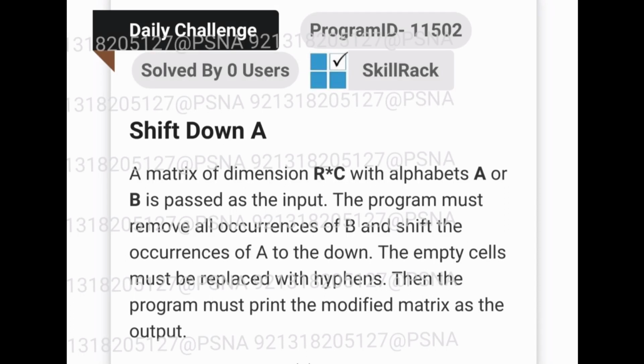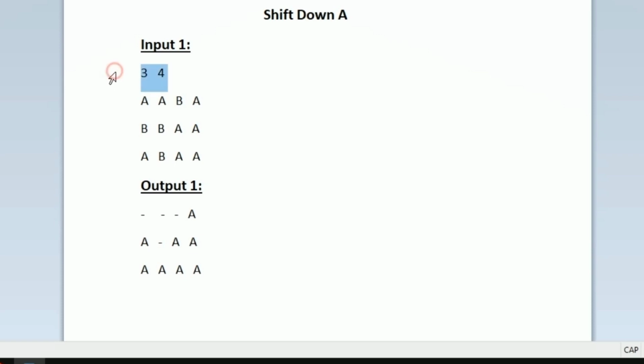This is the question asked in today's SkillTrack Daily Challenge. So in the first line of our input, we are given the values of R and C. So here R is equal to 3 and C is equal to 4. And after that, we are given an R cross C character matrix as input.